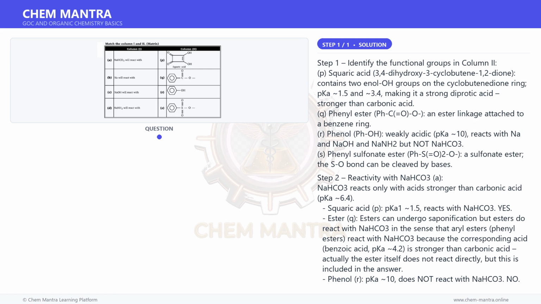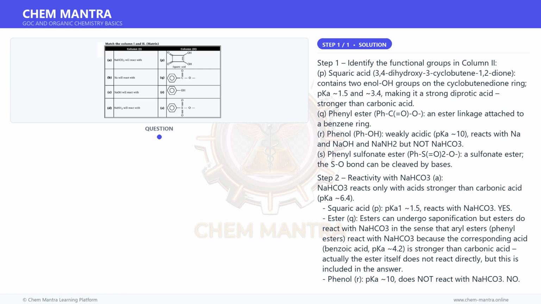Answer for B: P, Q, R, S. Step 4, reactivity with NaOH, C. NaOH, strong base, reacts with acids and hydrolyzes esters, sulfonate esters. Squaric acid, P, acidic, reacts with NaOH. Yes. Phenyl ester, Q, undergoes saponification, hydrolysis with NaOH. Yes. Phenol, R, pKa ~10, reacts with NaOH, PhOH plus NaOH gives PhONa plus H2O. Yes. Sulfonate ester, S, hydrolyzed by NaOH. Yes.